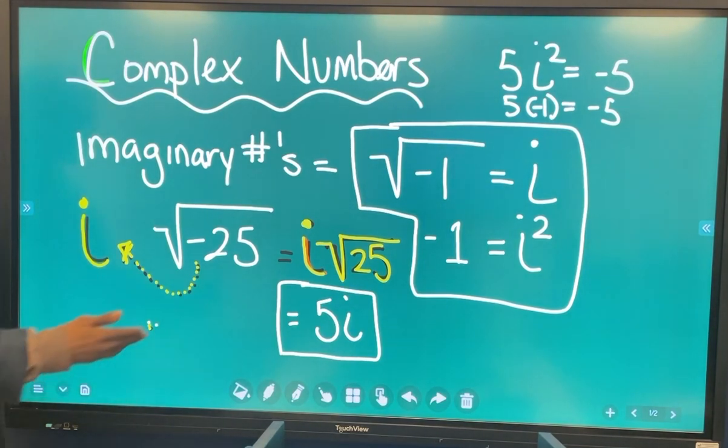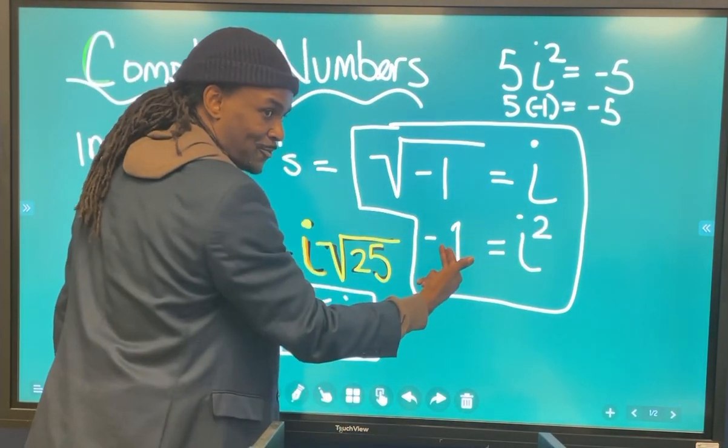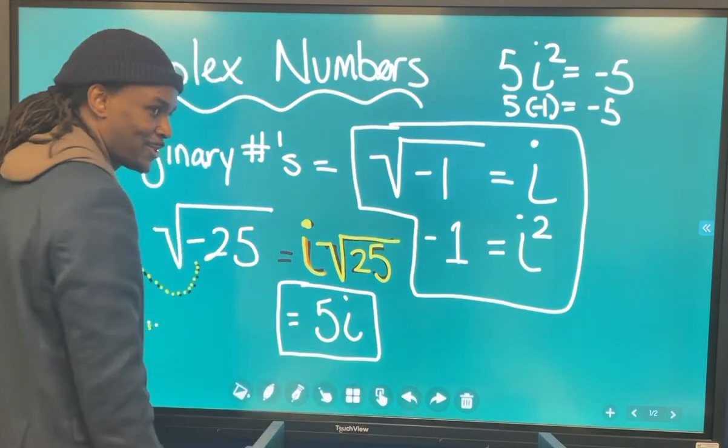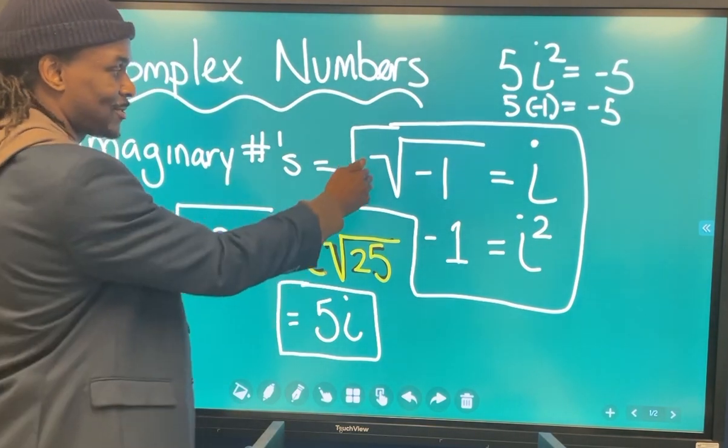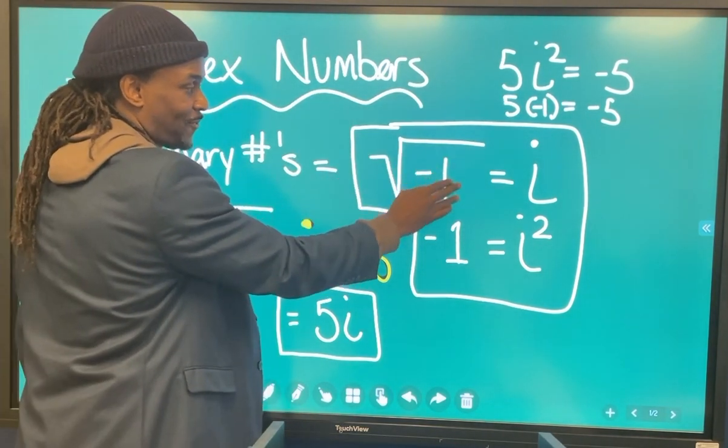Think about it. If i squared is negative 1, what would i squared times i squared be? i to the 4th, which would be positive 1. Do we need to know that? Nah, we eventually will, but let's focus on the beginning.